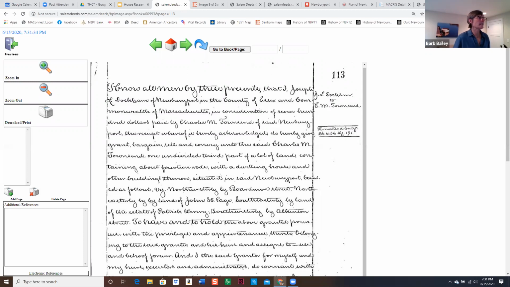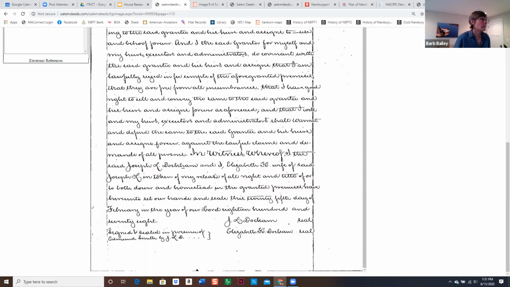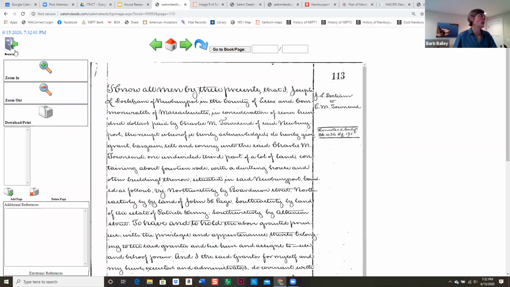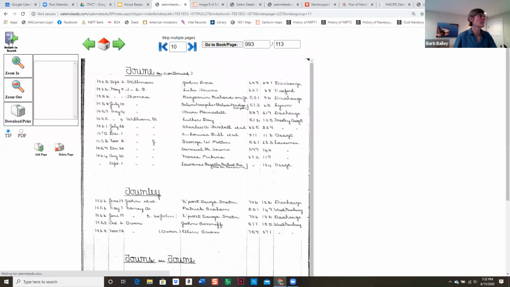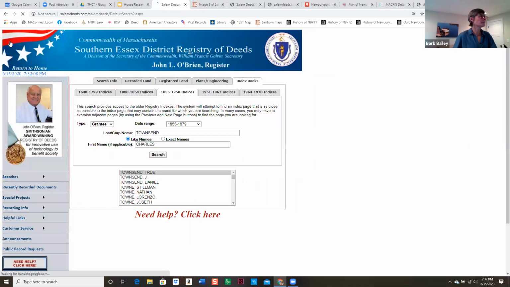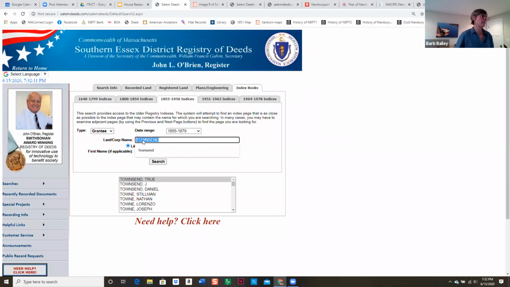But if you notice in this deed, it doesn't say how Joseph Dockham got the property. It doesn't give the previous book and page. And this was signed on the 25th day of February, 1878. So because it doesn't have the book and page of where Dockham got it, I now need to find out how he got it. So I would go back to my search. I'm going to go back one more, and I would type in his name. I go to Dockham and Joseph, and then I'm going to search.